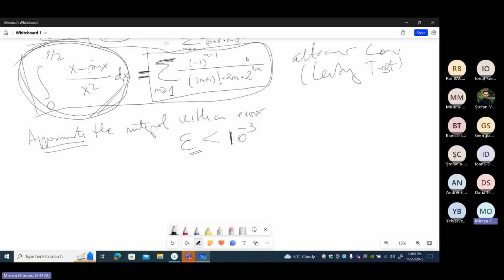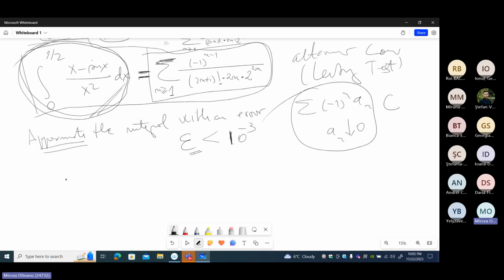You know the Leibniz test says the following: you have a series of this type, and if a_n is decreasing to 0, then the series is convergent. This happens here, obviously, but moreover, for an alternating series, we have the following result to approximate the sum of the series.